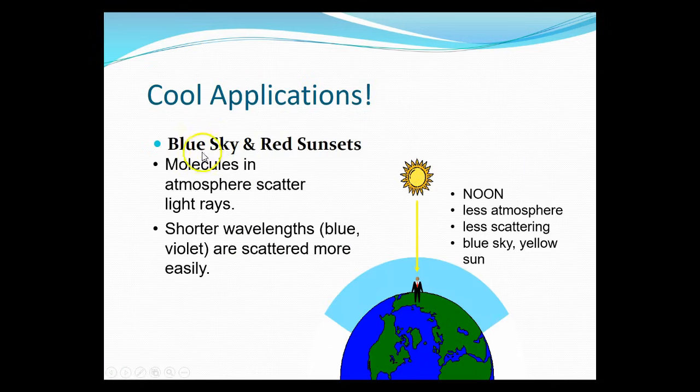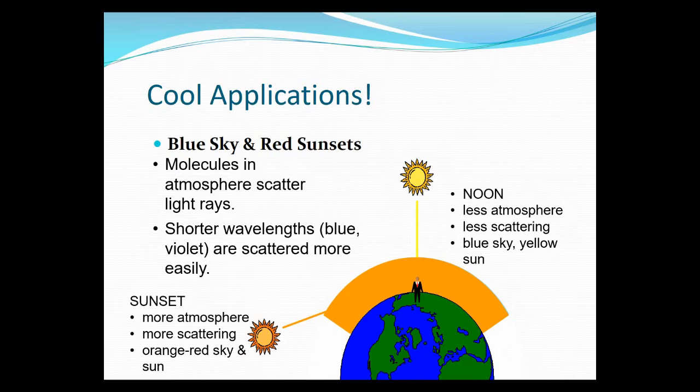Another cool application is blue sky and red sunsets. Molecules in the atmosphere scatter light rays. Shorter wavelengths like blue and violet are scattered more easily. So at noon, there's less atmosphere, less scattering. This gives us blue skies and a yellow sun. In the evening, there's more atmosphere the sunlight has to go through, more scattering, and because the blue gets scattered more easily, that leaves orange and red, and that's why we have an orange-red sky and sunset.